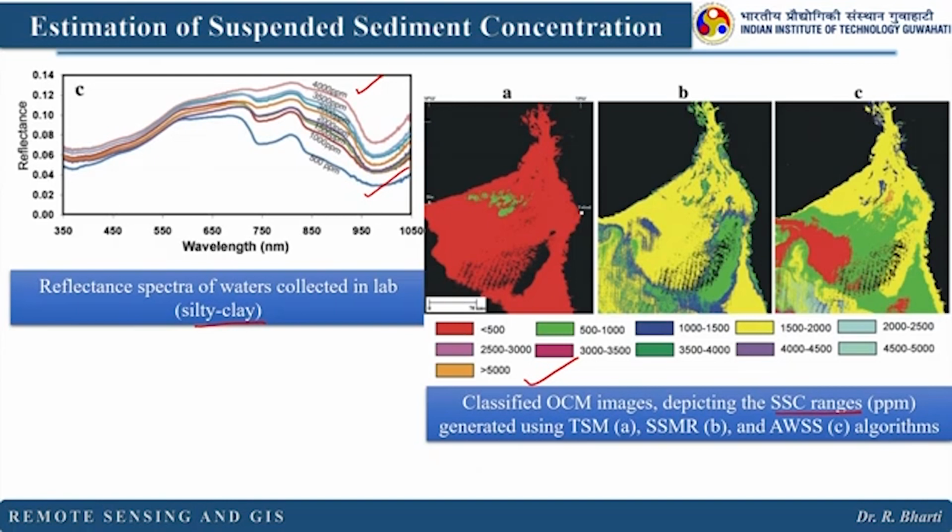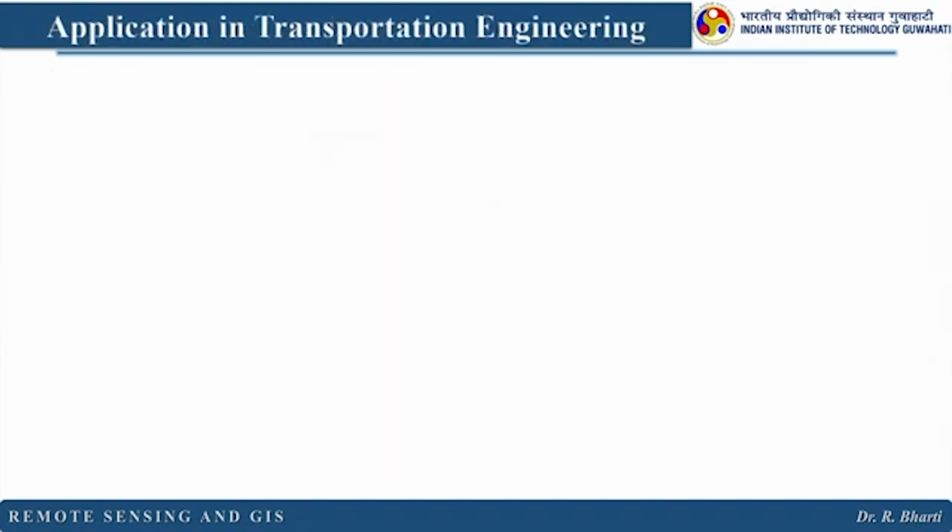So, here for this classification you have this TSM, SSMR, AWSS, different methods. You can refer to this particular work and learn more about this application. Let us see some examples of how we perform this spectroscopy when we are talking about transportation engineering.